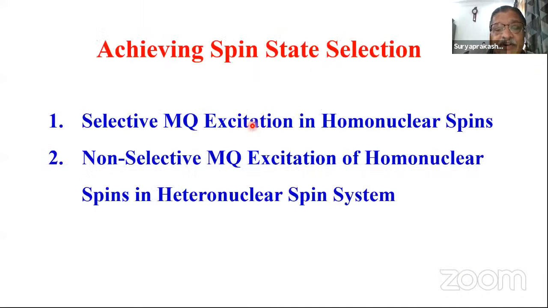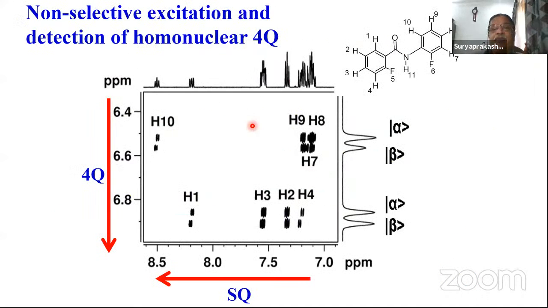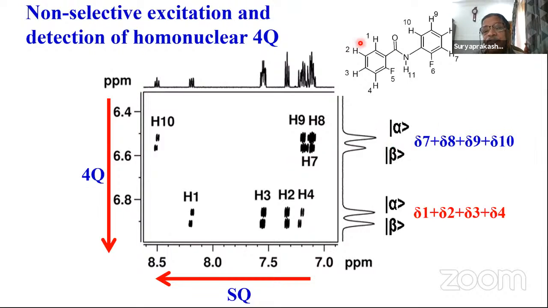I can achieve it. When I do that, very easily, I'm going to get a spectrum like this. It's a beauty. Look at this one. This is the 4th quantum dimension. This is the single quantum dimension. This is our 4th quantum single quantum correlation experiment. Now, very interestingly, what will happen? When all the 4 protons are flipped at a time together, what I'm going to get is a peak at the sum of chemical shift of all the 4 protons here. This is for this ring, and this peak is for this ring. Fantastic. I must get only 1 peak.